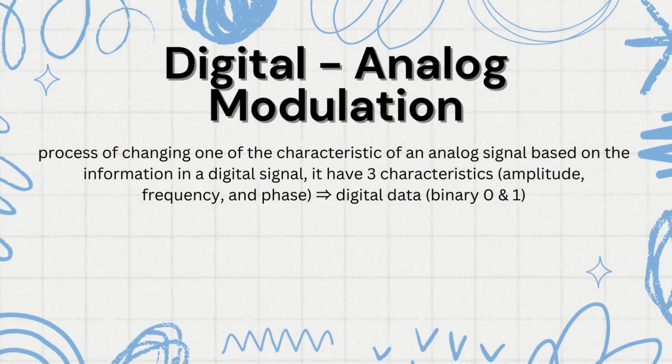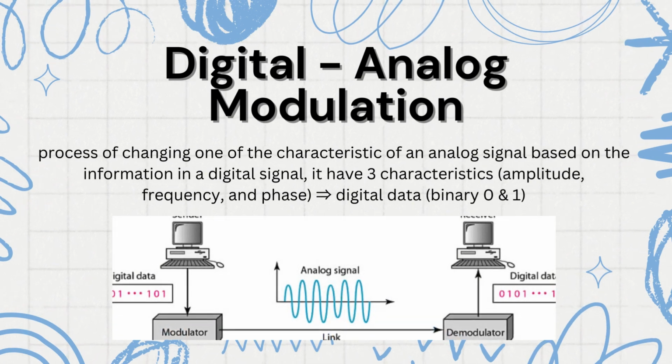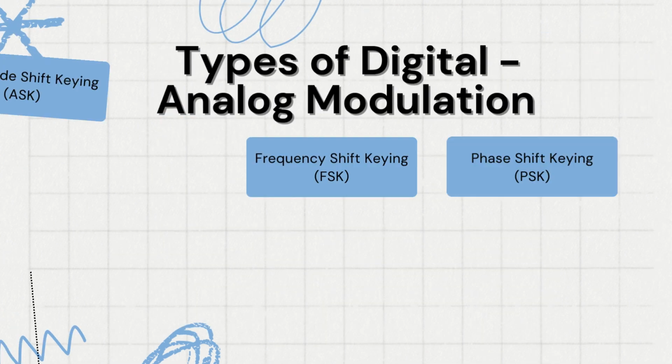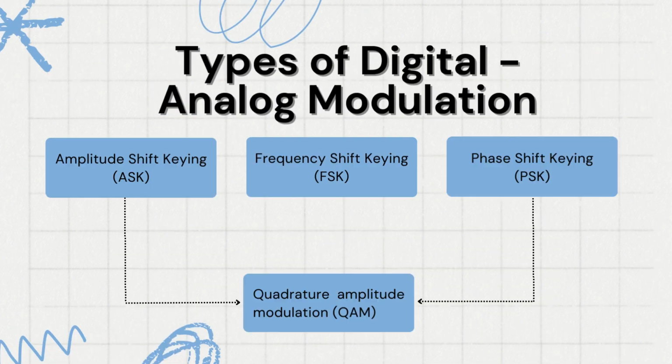Next, digital to analog modulation is a process of changing one of the characteristics of an analog signal based on the information in a digital signal. It has 3 characteristics: amplitude, frequency, and phase. Digital data is binary 0 and 1. We also know that there are 3 types of digital to analog modulation: amplitude shift keying, ASK, frequency shift keying, FSK, phase shift keying, PSK, and quadrature amplitude modulation, QAM, which is a combination of ASK and PSK.